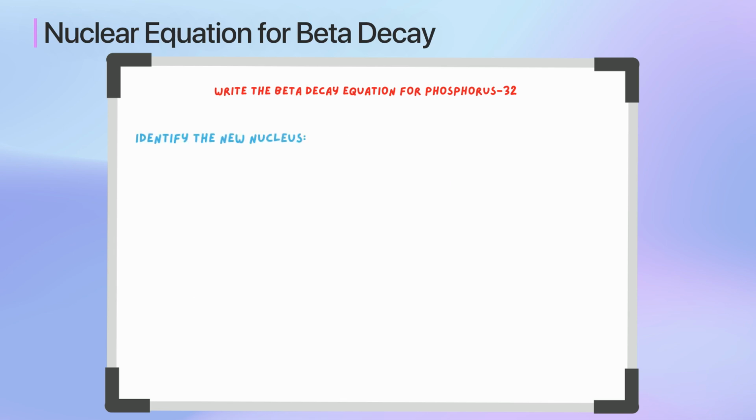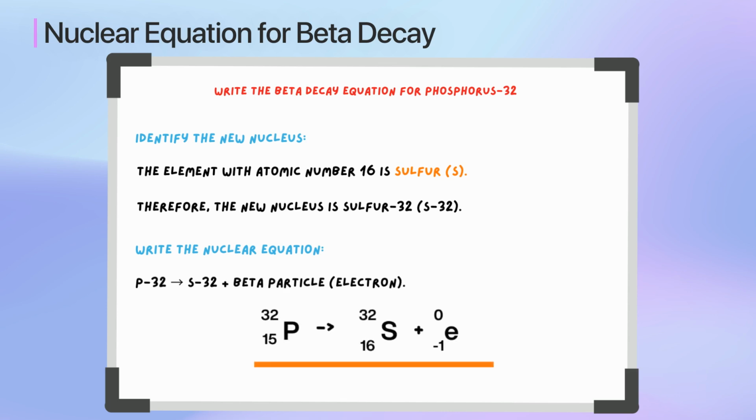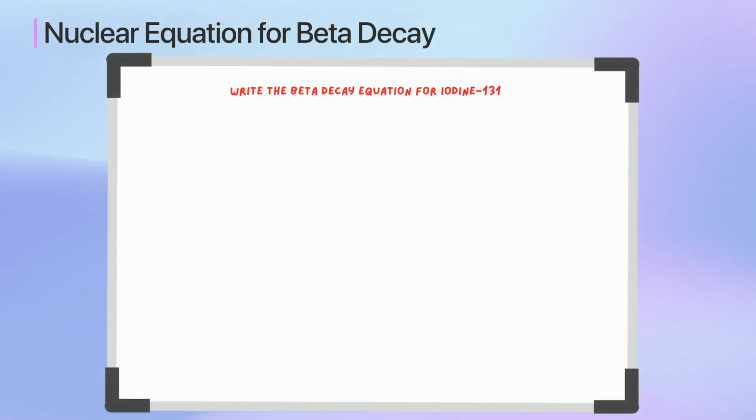Now we can identify the new nucleus. The element with an atomic number of 16 is sulfur. Therefore, the new nucleus is sulfur-32. When we write this as a nuclear equation, it's P-32 becomes S-32 plus a beta particle. Let's try our final problem.